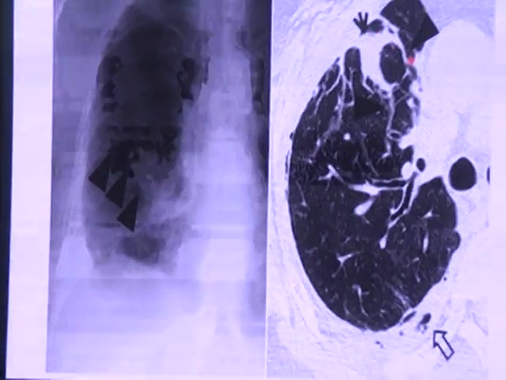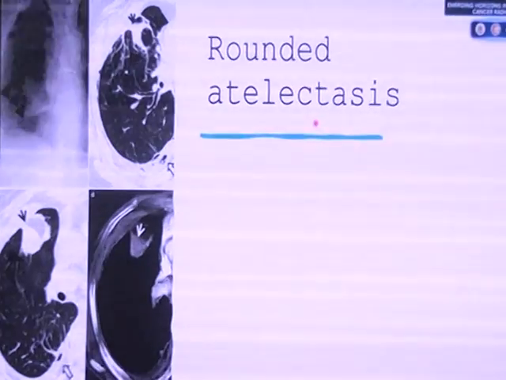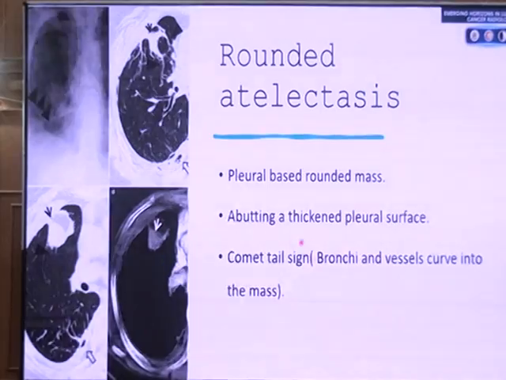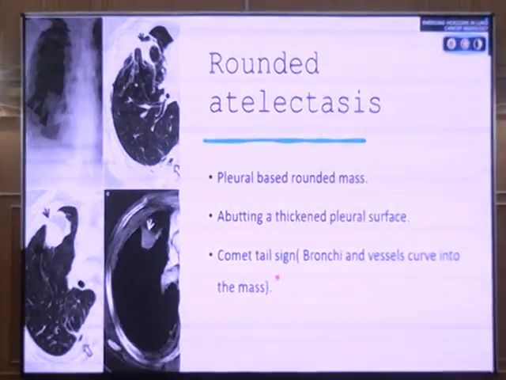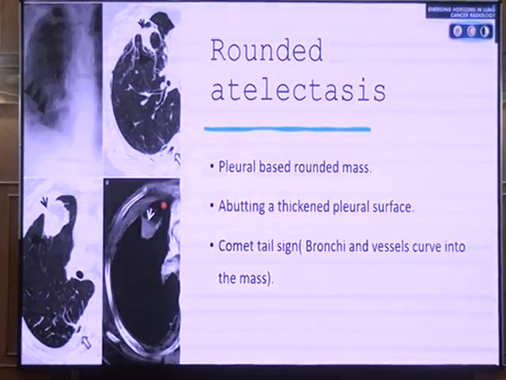Another lesion which may mimic lung cancer, as you see here, is a lens-like lesion based on a thickened pleura with radiating vessels coming out from it. And this lesion was round atelectasis, which presents as a pleural-based mass abutting a thickened pleural surface with the comet tail sign, which is bronchi and vessels coming in and out from this mass.